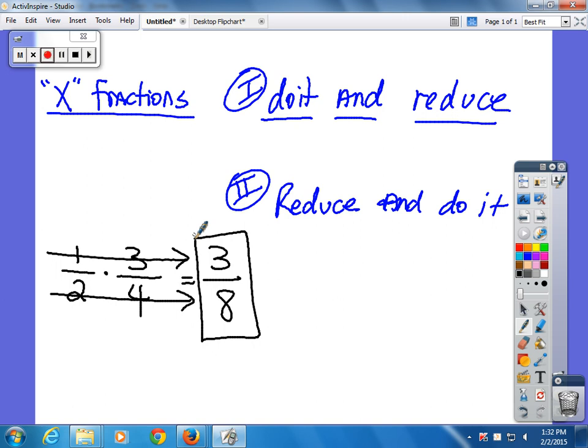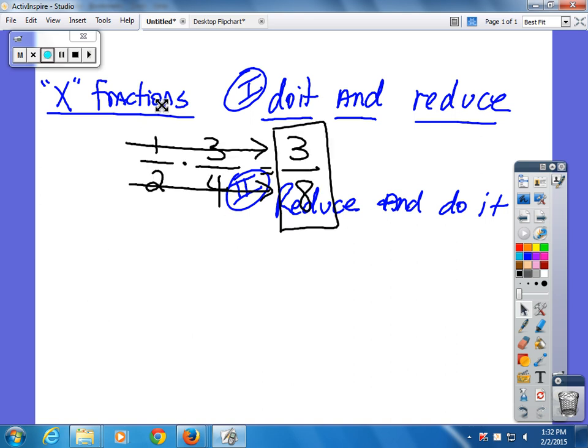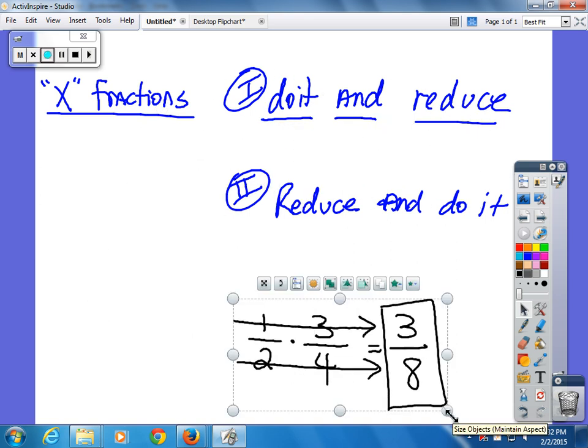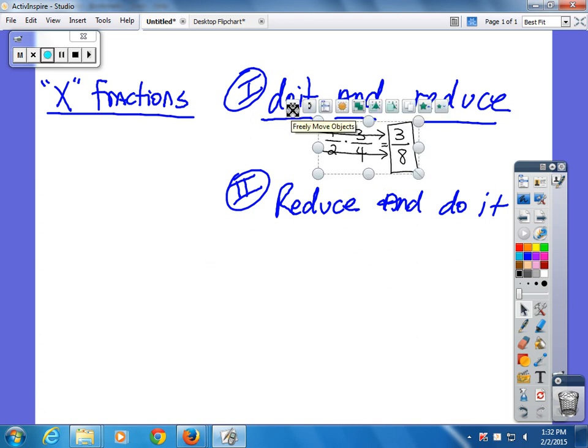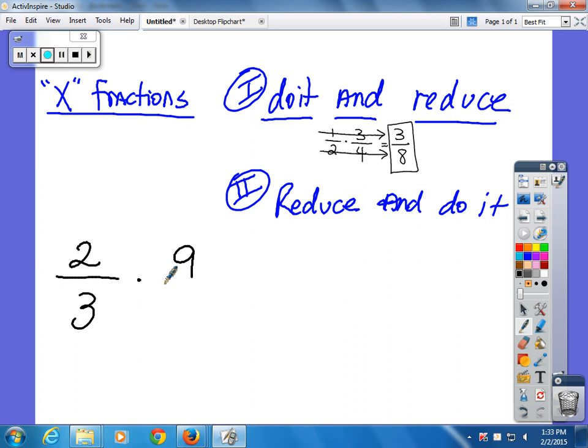Now that's an example of number one. Now you can't reduce and do it because you can only reduce fractions vertically and diagonally when multiplying. So let's do one like, and let's put this one up here like that. That's that one. And now let's do one like here: 2 over 3 times 9 over 4.